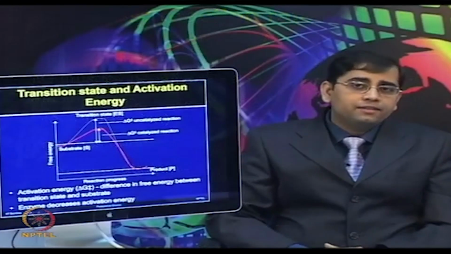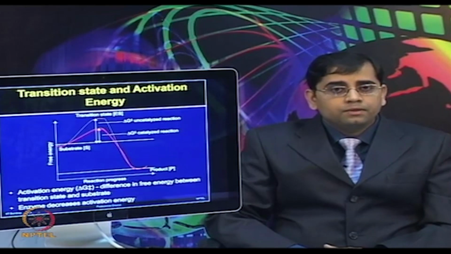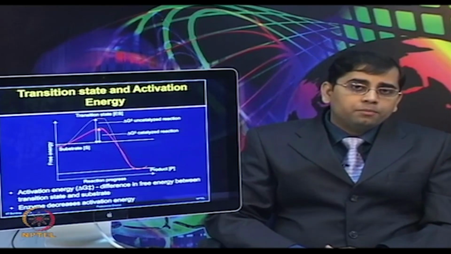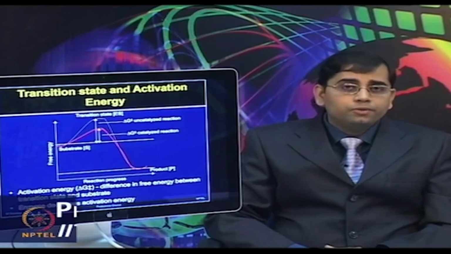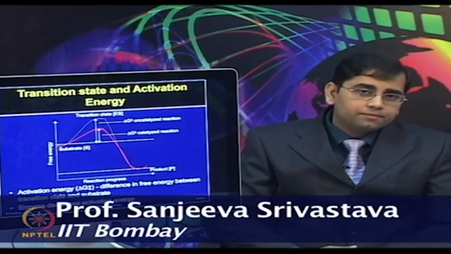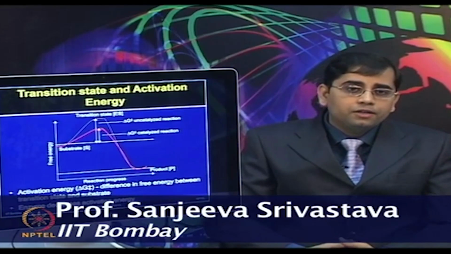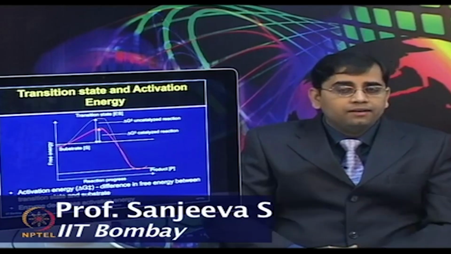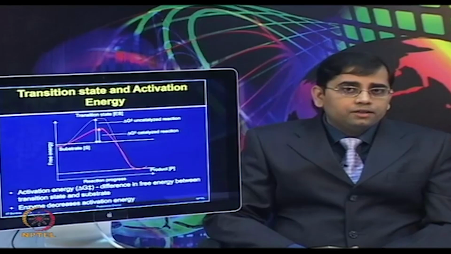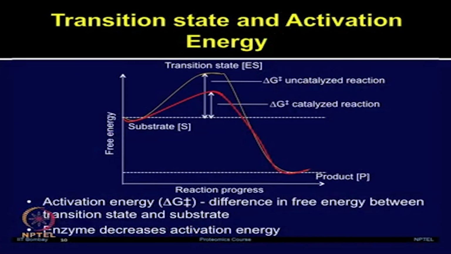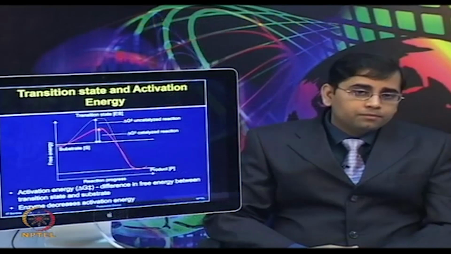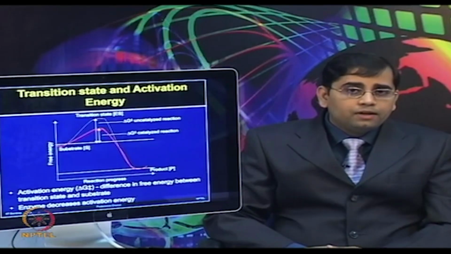So, what is transition state and activation energy? When you take a reaction from substrate to product, it goes through an intermediate transition state. The activation energy is the difference in free energy between the transition state and the substrate. The activation energy is a barrier to reactions. Now, if you look at this graph, the enzyme decreases the activation energy and alters the rate of attainment of reaction equilibrium by facilitating the formation of S star.